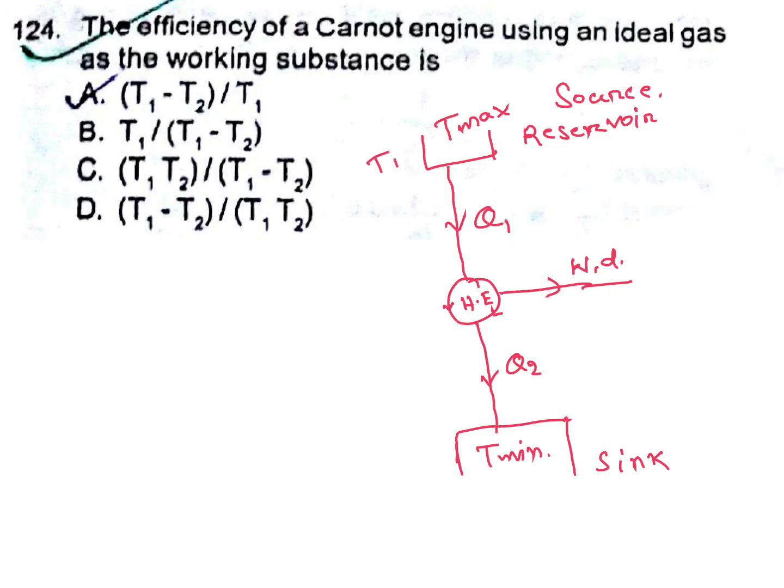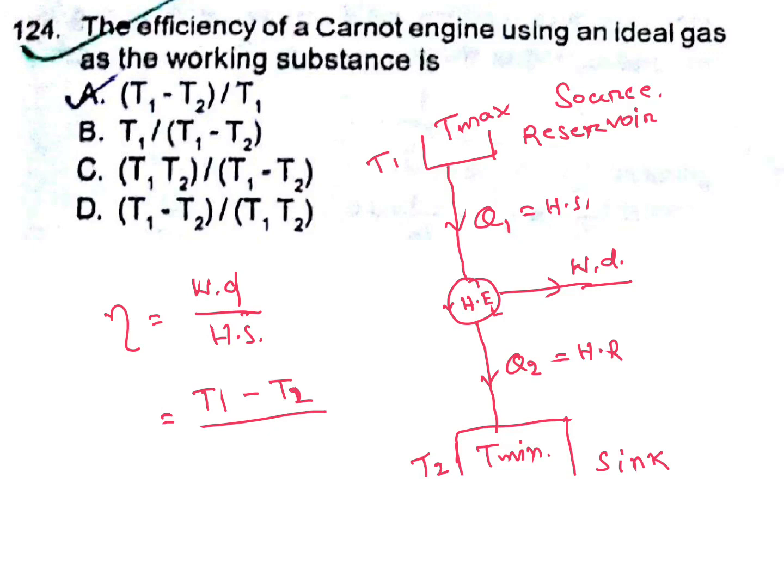So efficiency is work done by heat supplied. Heat supplied is Q1. This is heat supplied, this is heat rejected. So this is a Carnot engine, so efficiency is work done, which is T1 minus T2, divided by heat supplied, which is T1. Or work done is heat supplied minus heat rejected, divided by heat supplied. You will get T1 minus T2 by T1. So option A is our answer. You can write this as T max minus T min divided by T max.